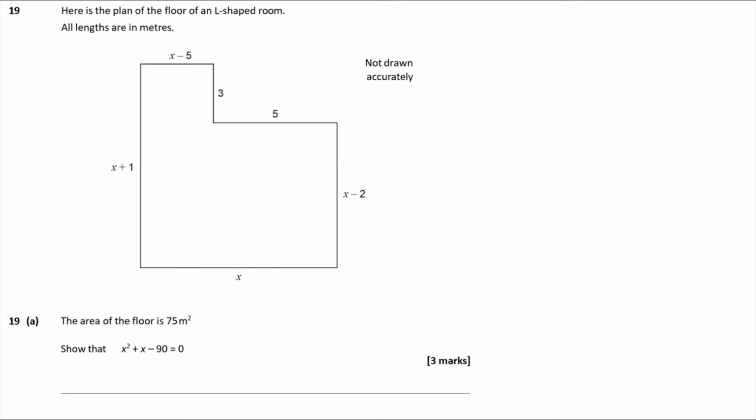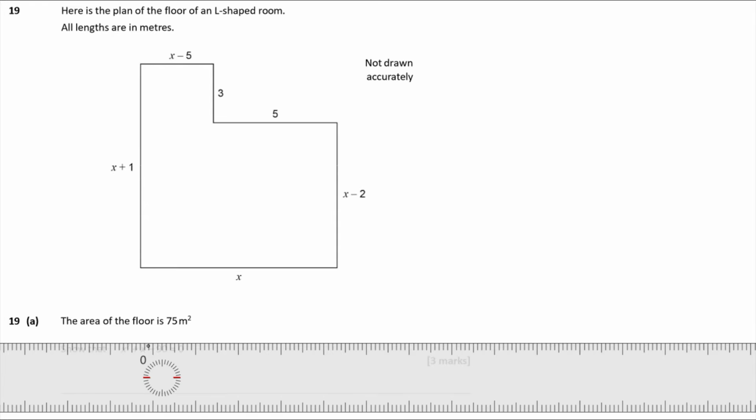Question 19. Here is a plan of the floor of an L-shaped room. All lengths are in meters, and it's not drawn accurately. We're told that the area of the floor is 75 square meters. Show that x squared plus x minus 90 is equal to 0. Okay, so we can divide this up into two separate areas, and then combine their areas using a little bit of algebra.